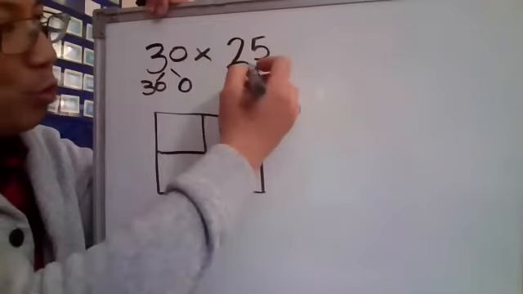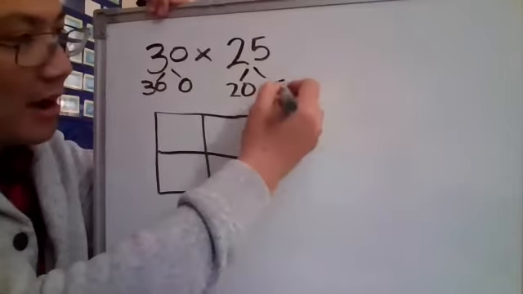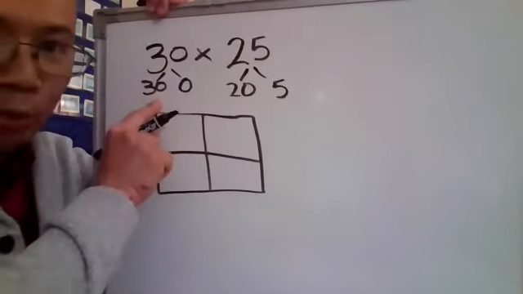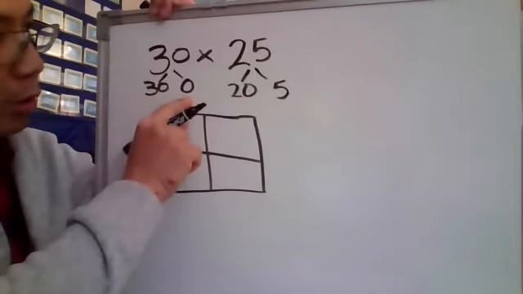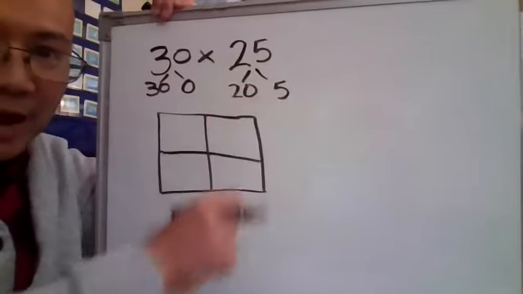Now we're going to break down 20. We're going to have 20 and then 5. I'll talk about this later. This looks like it's tricky, but really it's not. 30 is going to become 30 and 0. 25 is going to become 20 and 5.